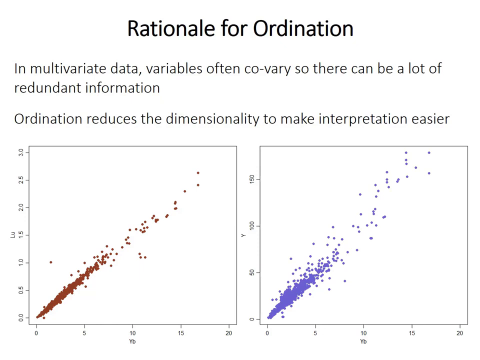So if we know ytterbium, we effectively don't need to know anything else. We don't need to measure or examine lutetium. We can pretty much guess what it's going to be because of the covariance. So ordination methods take advantage of this redundant information to reduce the number of dimensions, which allows us to visualize and interpret the patterns more easily.